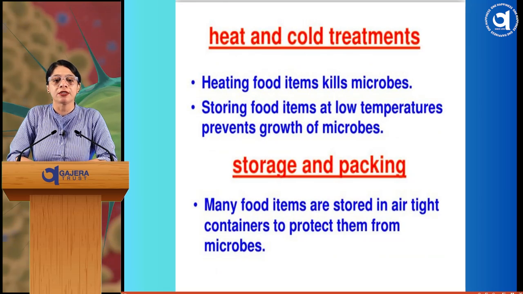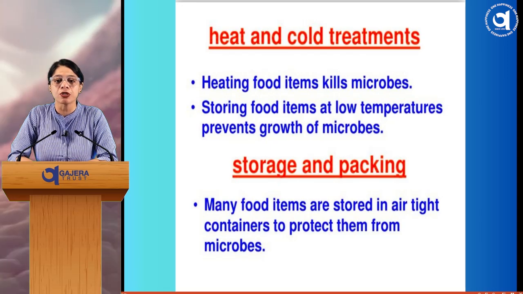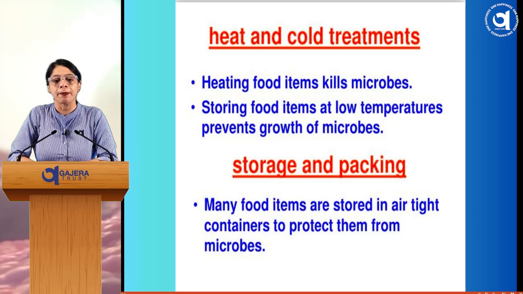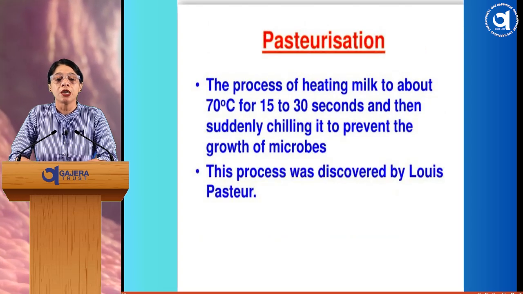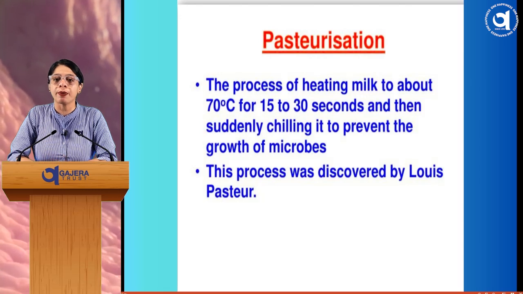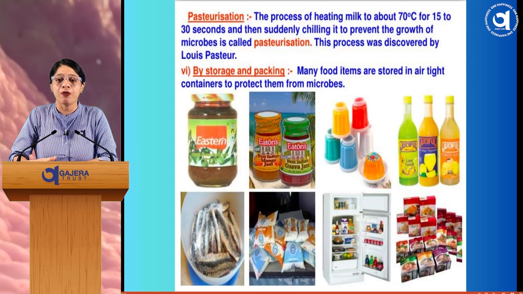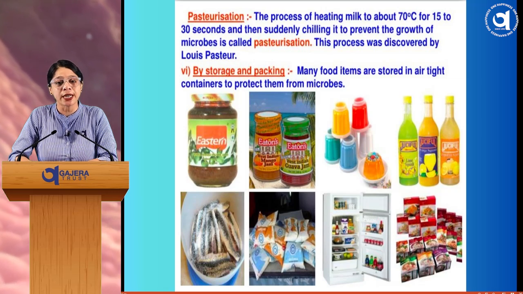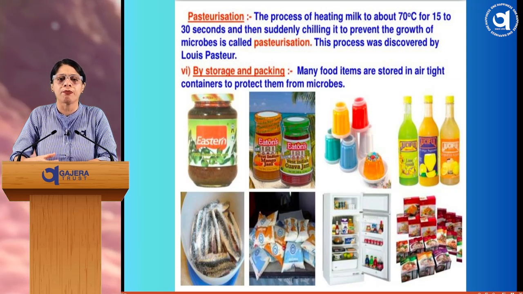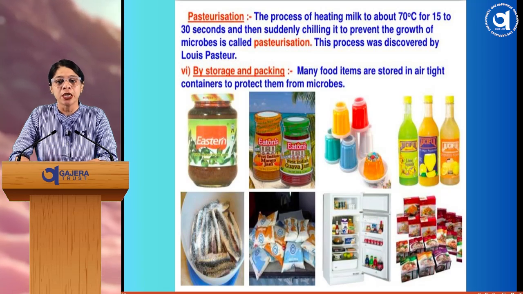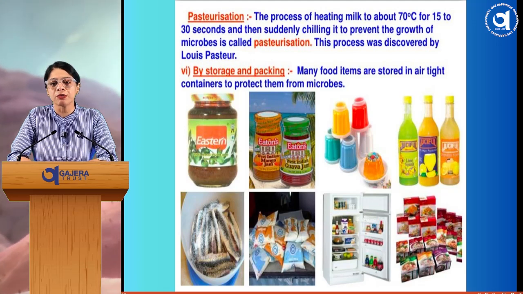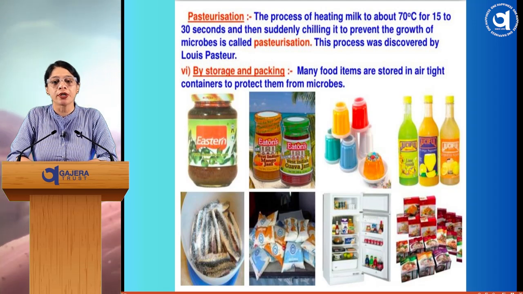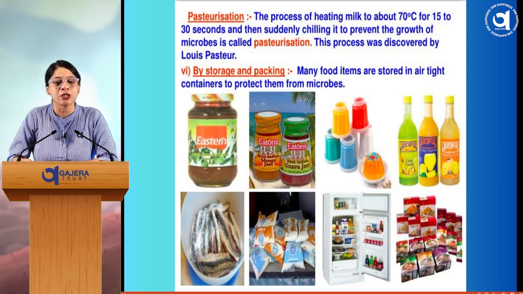Heat and cold treatments. Heating food items kills microbes. Storing food items at low temperatures prevents growth of microbes. Storage and packing. Many food items are stored in airtight containers to protect them from microbes. Pasteurization. So, what is the pasteurization process? The process of heating milk to about 70 degrees Celsius for 15 to 30 seconds and then suddenly chilling it to prevent the growth of microbes is called the pasteurization process. This process was discovered by Louis Pasteur. Just you can see these pictures.